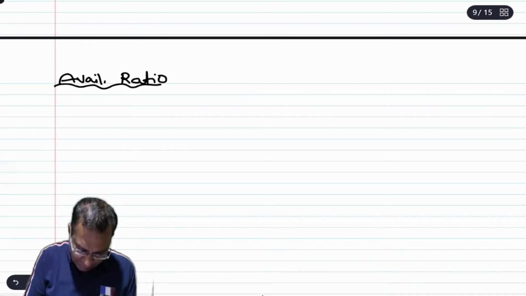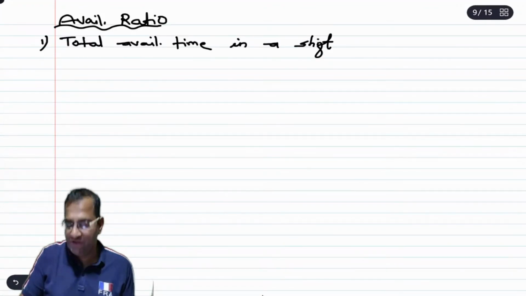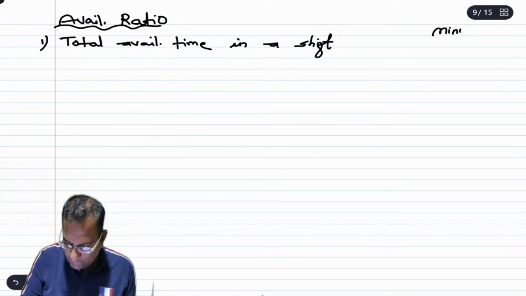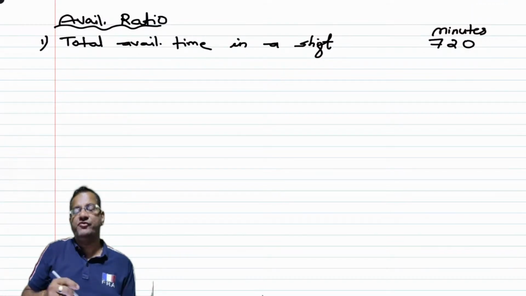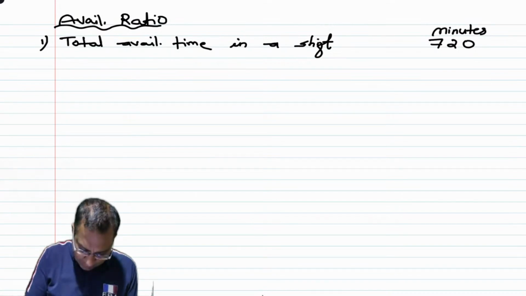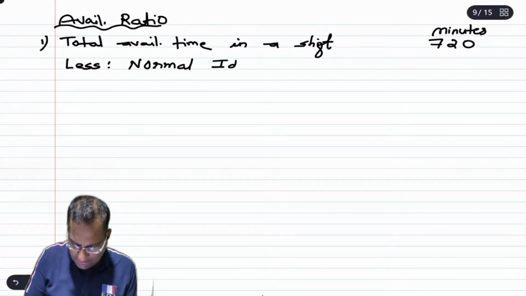So the very first point, total available time in a shift. So 12 hours multiplied by 60 minutes will provide you 720 minutes, the theoretical time available. This time is not practically available because there has to be certain normal idle time. So we will deduct less normal idle time.